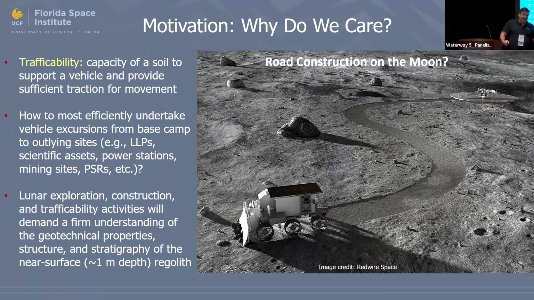About half of our team are geologists, and so we approach the problem from a geological perspective. Most trafficability studies are performed by engineers looking to design a better wheel or a better rover. As a geologist, we're interested in rocks, minerals, soils, and these types of things. So our idea was, what happens to the geotechnical properties of the regolith during repeated wheel traffic on the moon? That's our motivation.